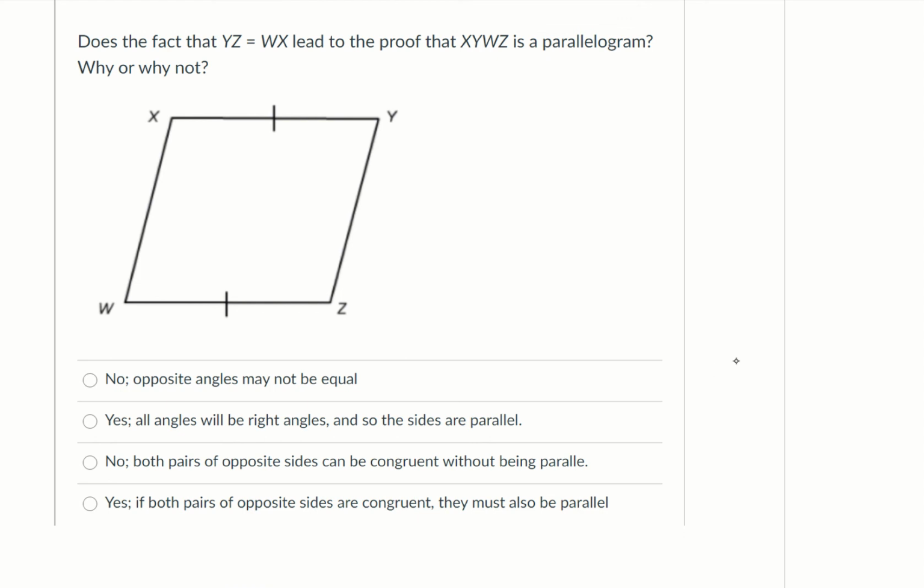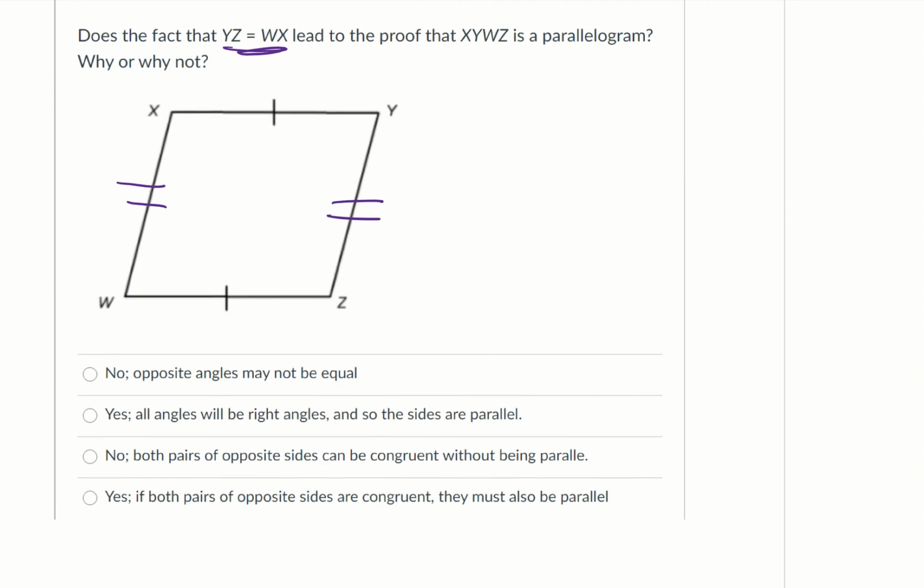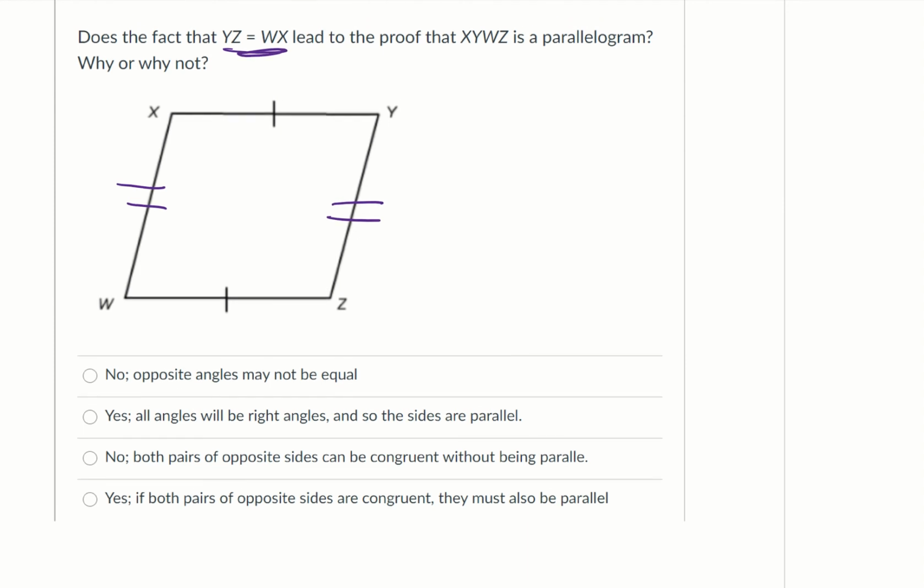Okay, so basically they gave us XY is equal to WZ, but they're asking us, if they say that this is equal to that, is that a parallelogram? And that would be yes, that is true, because as long as you know that you have two opposite sides that are parallel, we know it has to be a parallelogram. That's one of the theorems in the lessons. So yes, because if both pairs of sides are congruent, they must also be parallel, and therefore it's a parallelogram.